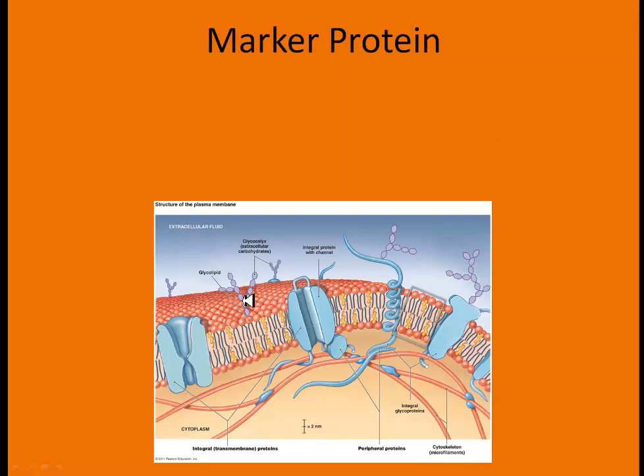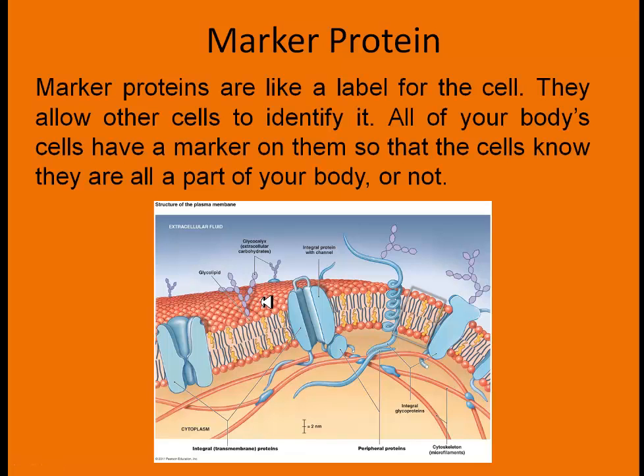Marker proteins. That's these things that are actually sitting up. There's a protein with a fat sticking up out of the top, and these guys are just basically saying, I'm supposed to be here, I belong to you. It's not a seek and destroy thing. So marker proteins are like a label on a cell. They allow other cells to identify it. All your body's cells have markers, so that we can actually identify them as part of your body, or things that come into your body and invade would not have these markers, and they would be identified as not you, and you would hunt them out and hopefully try to kill them.